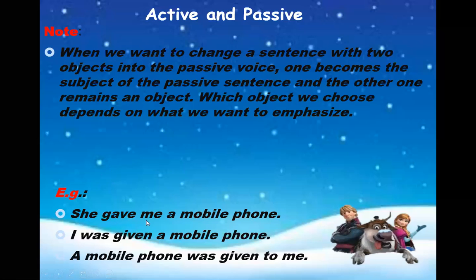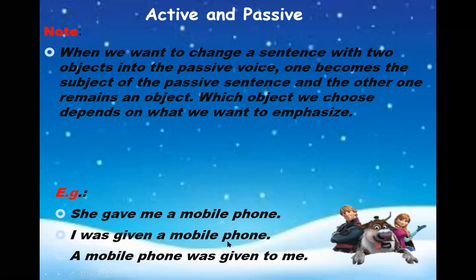Here we have got two objects. The first object is me, and the second object is mobile phone. Which one will we start with, me or mobile phone? According to what you are asked to do. We can change the sentence in two ways. I was given a mobile phone. I started with me, which becomes I, and the verb takes was, and the past participle of gave is given. I was given a mobile phone.